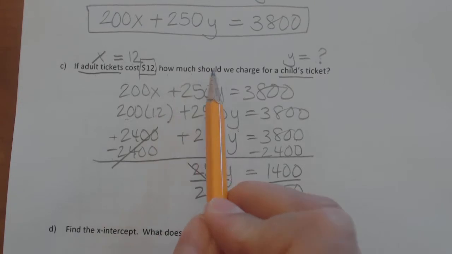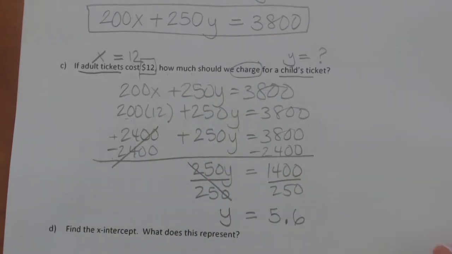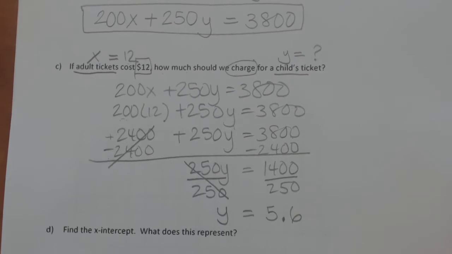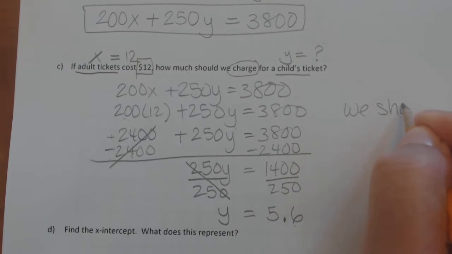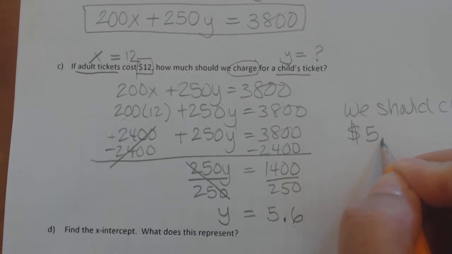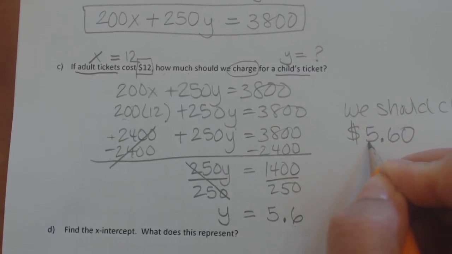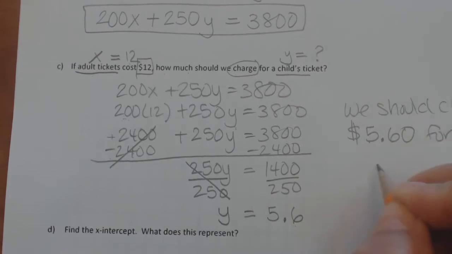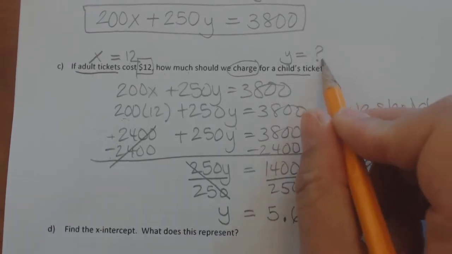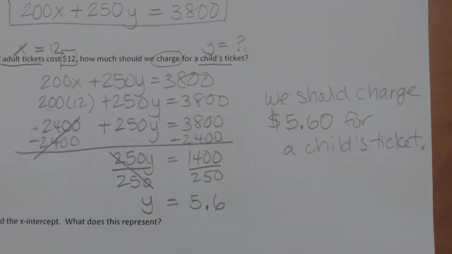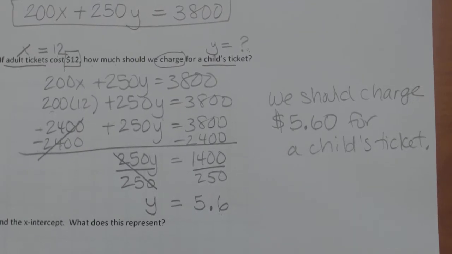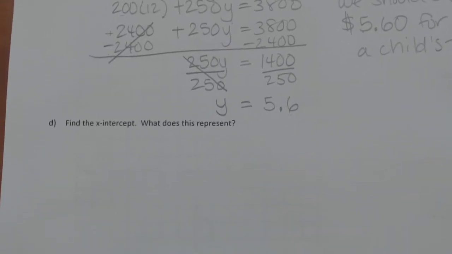Now, let's go back to the question. It said, how much should we charge? And so charge, we're going to be charging money. So if we look down here, this is 5.6. So we should charge, and we're not going to write 5.6. We're going to write 5.60 because that's really $5.60 for a child's, that's what we're looking for, ticket. And that's how you do Part C.